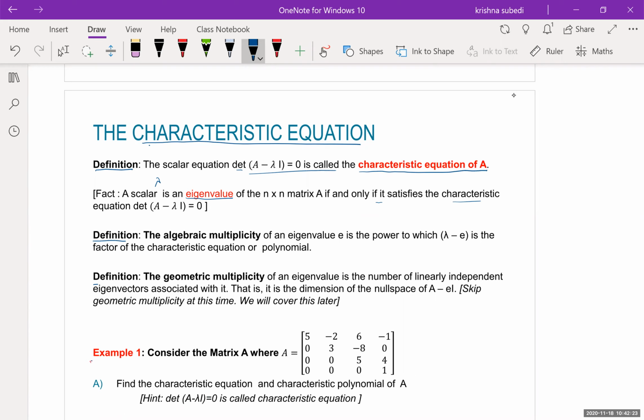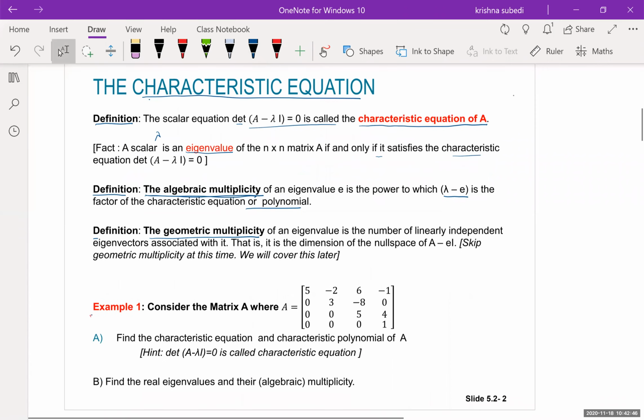And what is the algebraic multiplicity? Well, the algebraic multiplicity of eigenvalue E is the power to which lambda minus E is a factor of the characteristic equation or polynomial. So we'll talk about that in a minute. So algebraic multiplicity and geometric multiplicity, we'll talk about this later with the examples, okay?